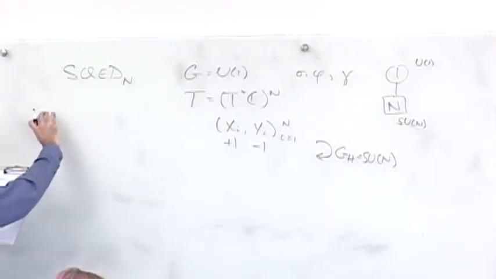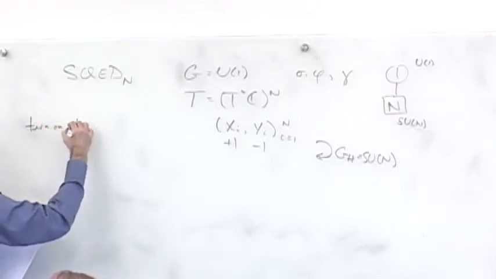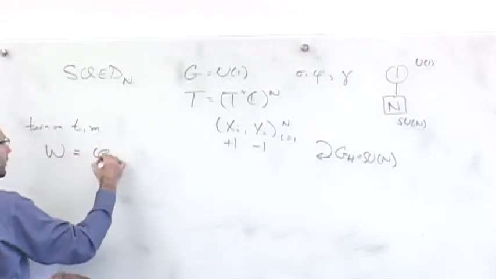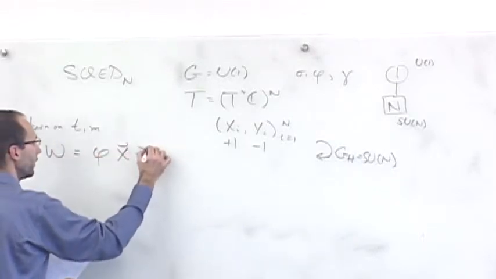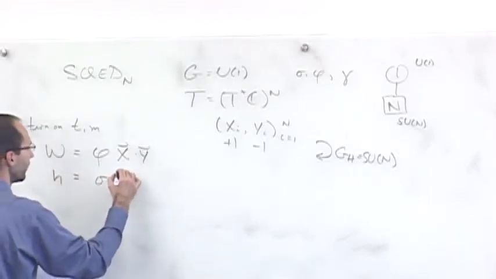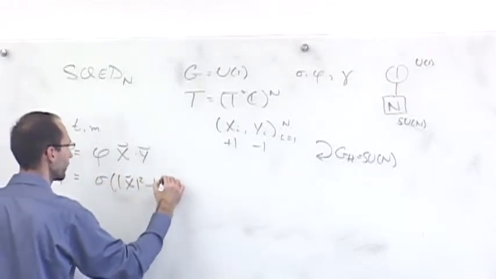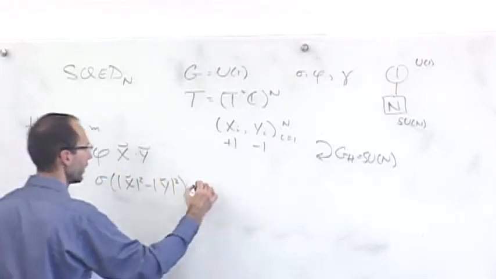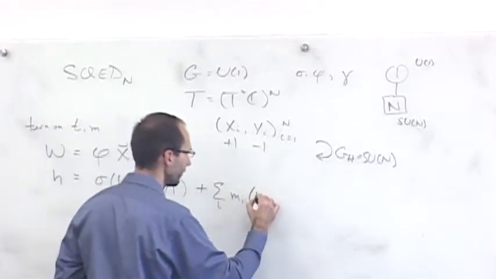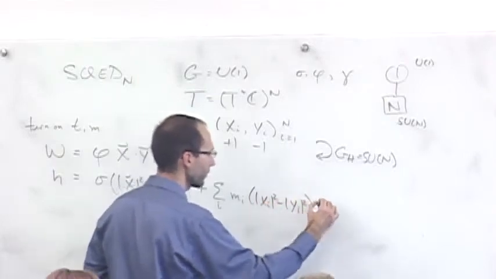So now let me turn on real mass and FI parameters. The superpotentials look as follows. The complex superpotential is phi xy. The real superpotential is sigma (x squared minus y squared) plus a sum of m_i (x_i squared minus y_i squared) plus sigma t.